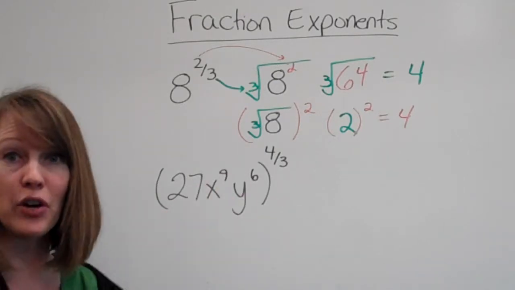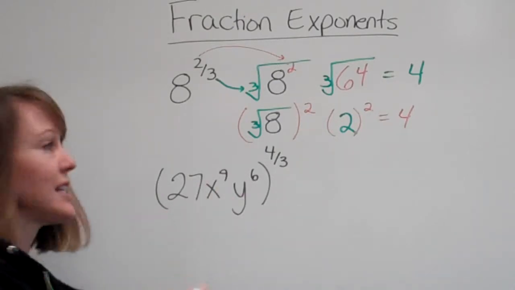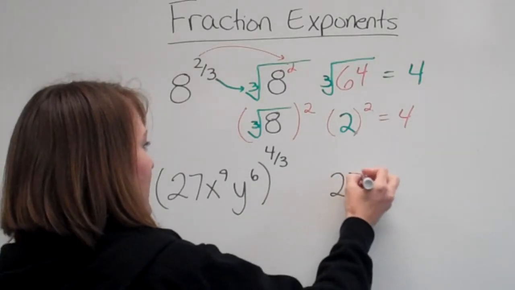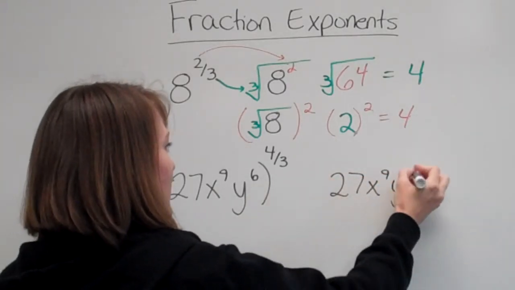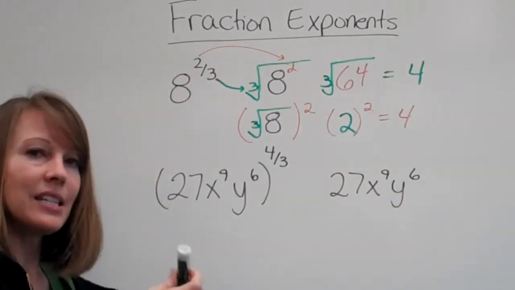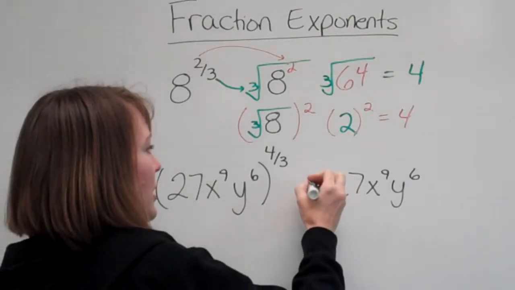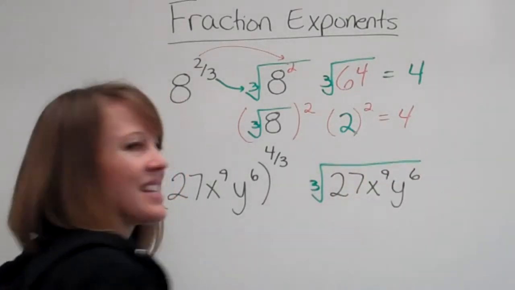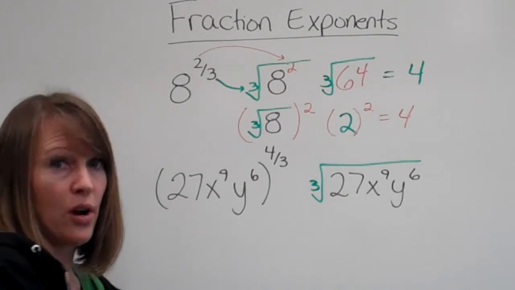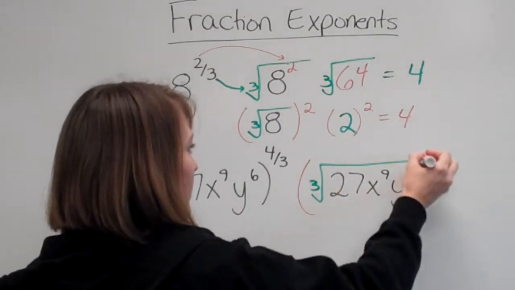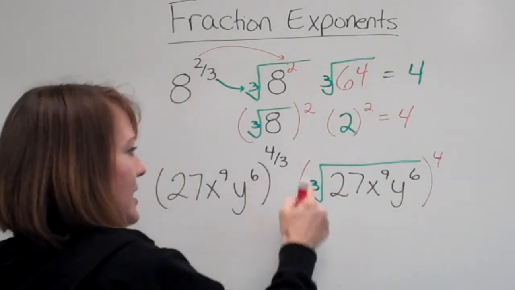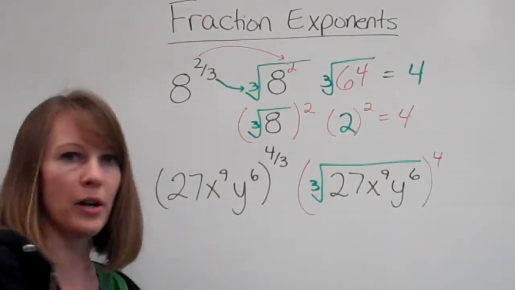Now let's look at the kind of questions we're going to have for homework. We're going to add in variables. All right, let's do our setup. Let's say 27, x to the 9th, y to the 6th, all to the 4/3 power. I like to do the root first because it keeps my numbers nice and small before I have to raise them to the power. Again, this is your root, this is your power.